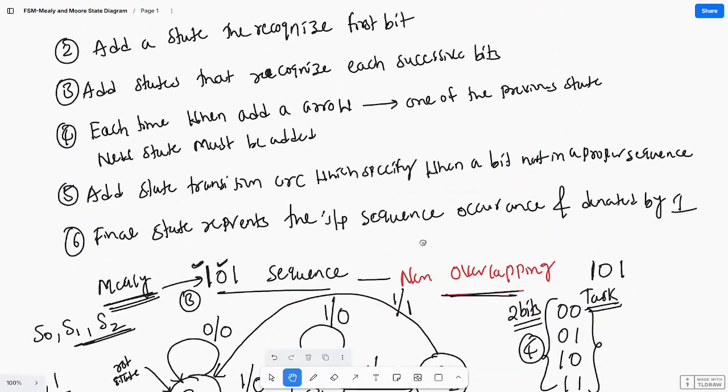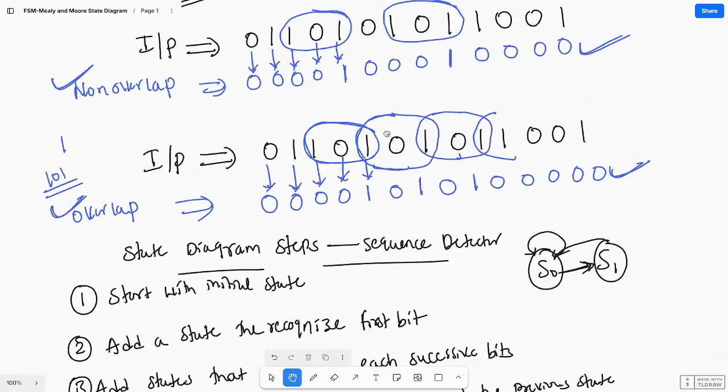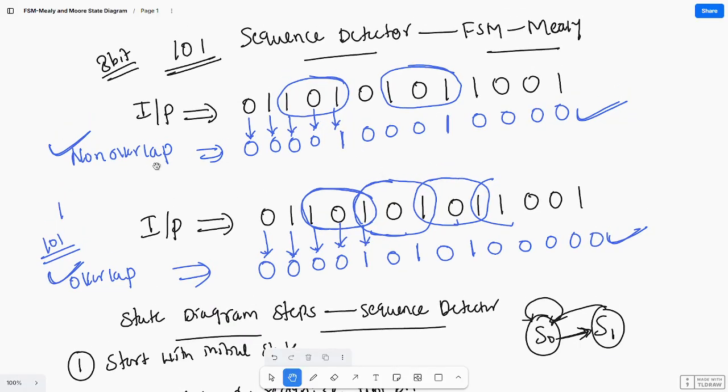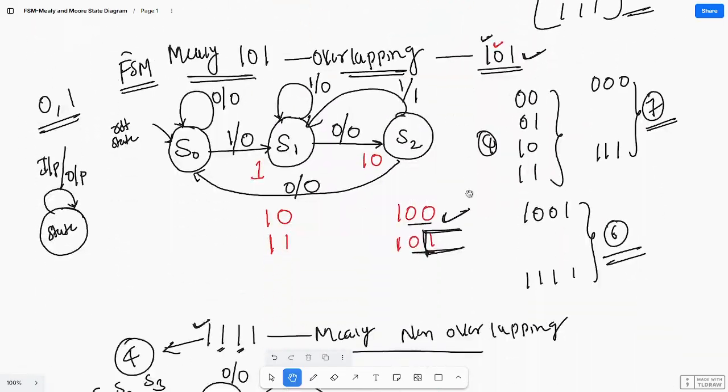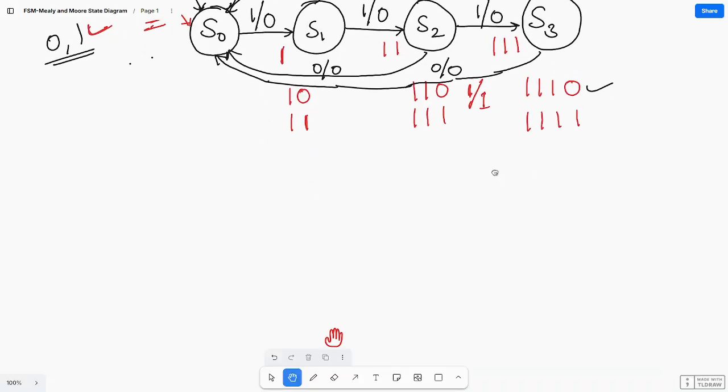Take some random sequence and you can check. Non-overlapping means if I get 101, it will start freshly, so that's why it is going into the initial state. That is the only difference we will get between overlapping and non-overlapping. Is it fine?